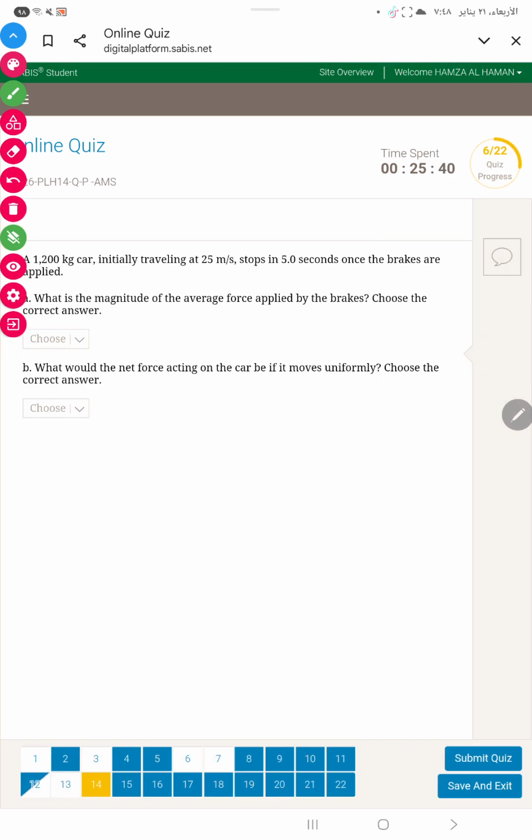Question number 14. A 1200 kilogram car initially traveling at 25 meter per second stops in 5 seconds once the brakes are applied. What's the magnitude of the average force applied by the brakes? So here final velocity is 0, initial velocity is 25, time is given to us, so acceleration is v minus u over t. Acceleration is 0 minus 25 over 5, and this will be negative 5 meter per second squared.